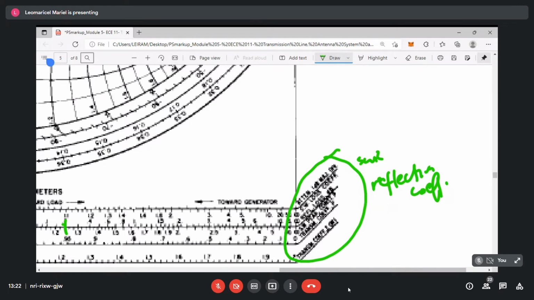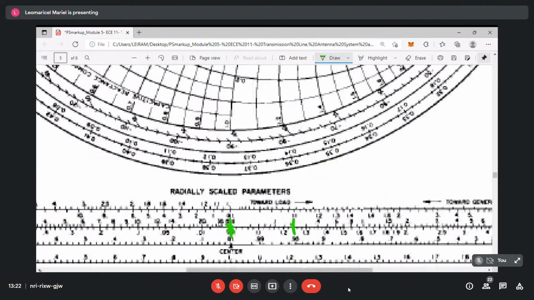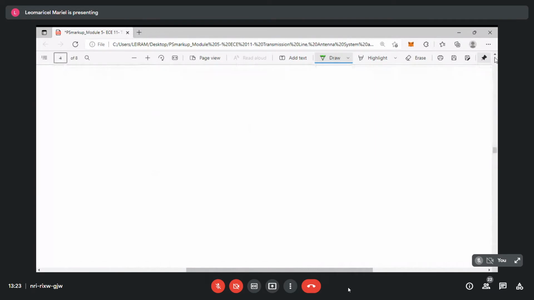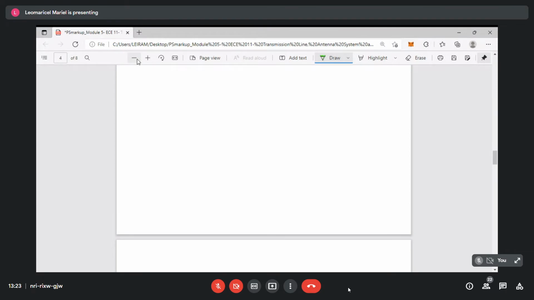So as if kung saan siya nag-cross, yun ay magiging value or reading niya. Halimbawa, ang nakuha niyang value doon ay 1.3. That is the value of the SWR on that particular. Parang ganun yung ginagawa. Okay? Ganun yung ginagawa. So, that were the steps in getting or in solving the impedances using a Smith chart. Okay. Ituloy natin iba.